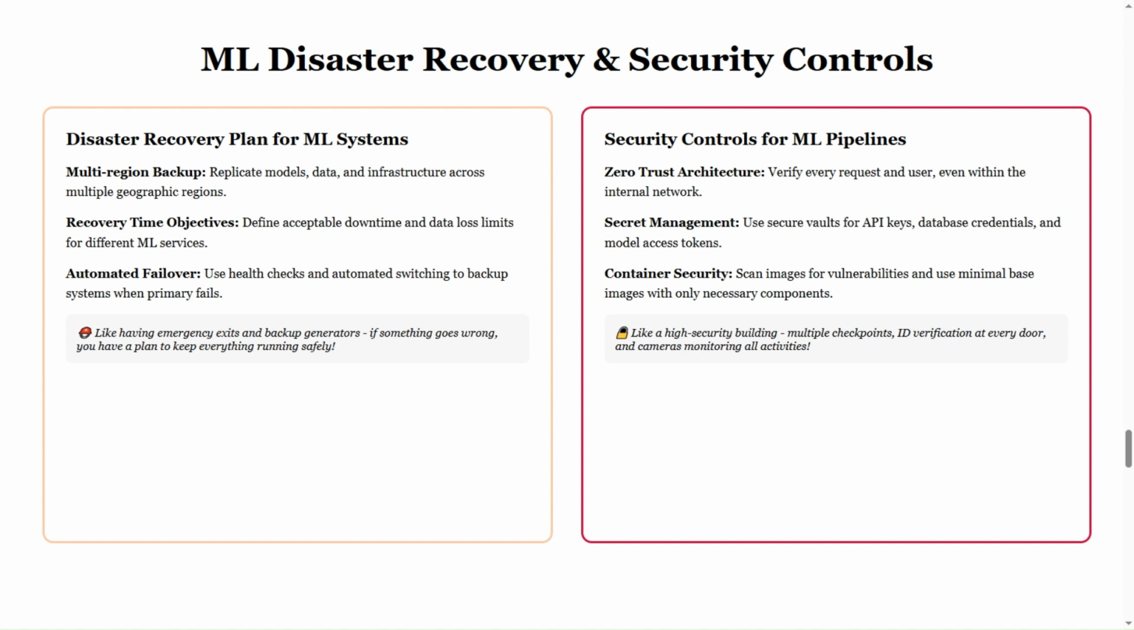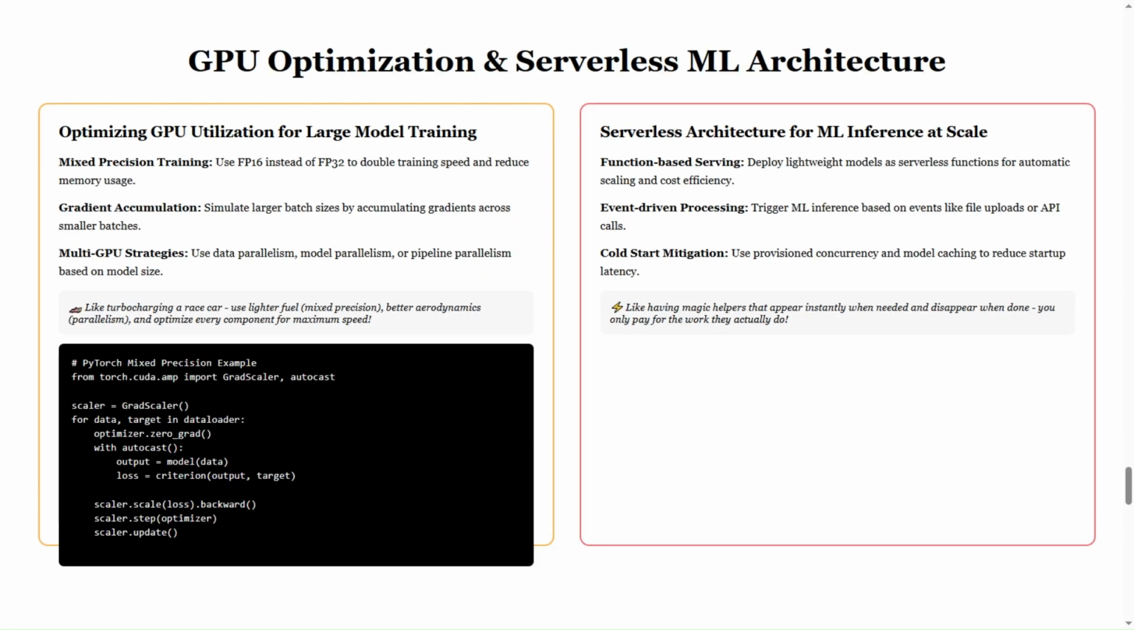Like a high-security building, multiple checkpoints, ID verification at every door, and cameras monitoring all activities. Optimizing GPU utilization for large model training. Mixed precision training. Use FP16 instead of FP32 to double training speed and reduce memory usage.